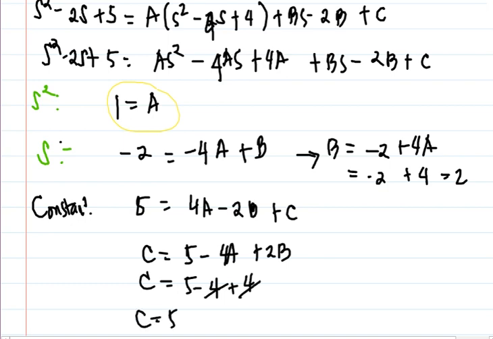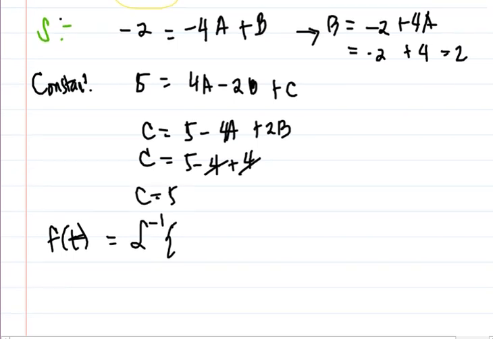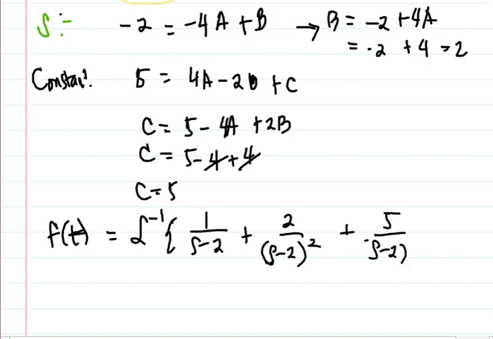Then we are going to find the inverse Laplace transform of, so we have A is equal to 1 all over s minus 2, plus B is equal to 2 all over s minus 2 squared, plus C is 5 all over s minus 2 cubed.